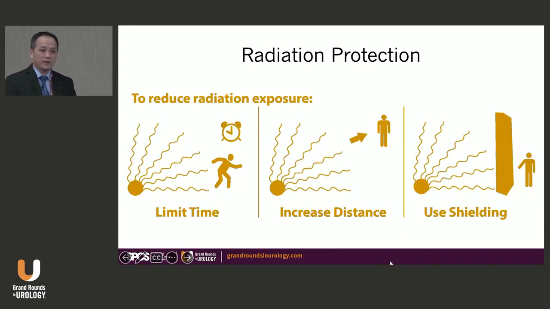Okay, so now we know how to prescribe. We have this 220 BED. Then how do we deal with the OAR? Let's go back to the basics. How do we do radiation protection? We have three options: limiting the time, increasing the distance, or using shielding. But everybody knows that in our case it's hard to limit the time, or to use shielding between the prostate and the bladder. So the only variable option is increasing the distance.